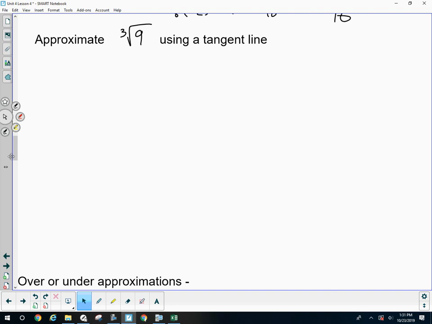I know what it's going to be close to. At least I know a starting value. The cubed root of 9, what's it going to be close to? Close to 2. Why do I know it's going to be close to 2? Because the cubed root of 8 is 2. We need to use that the cubed root of 8 is 2.